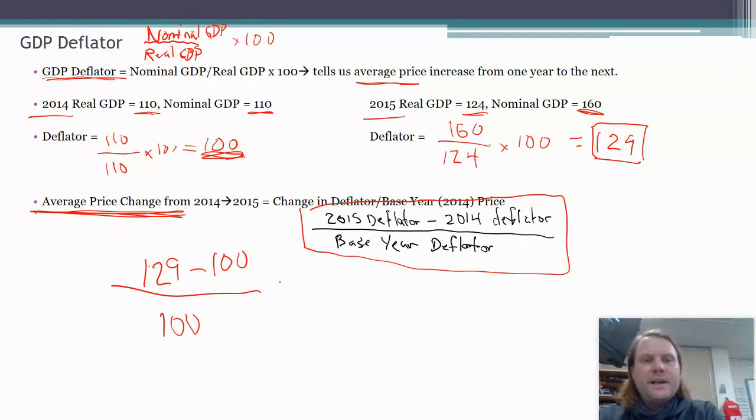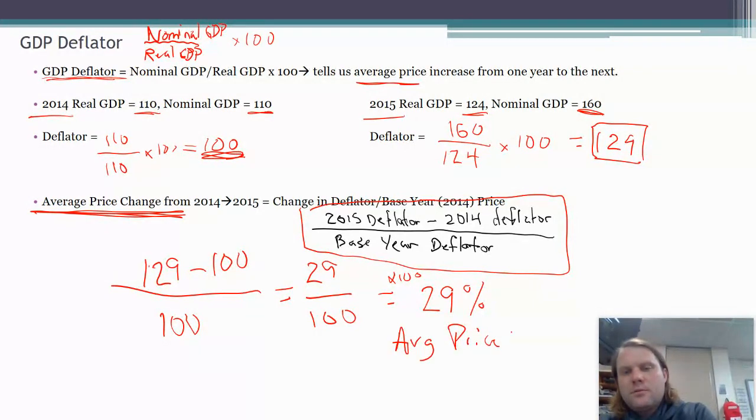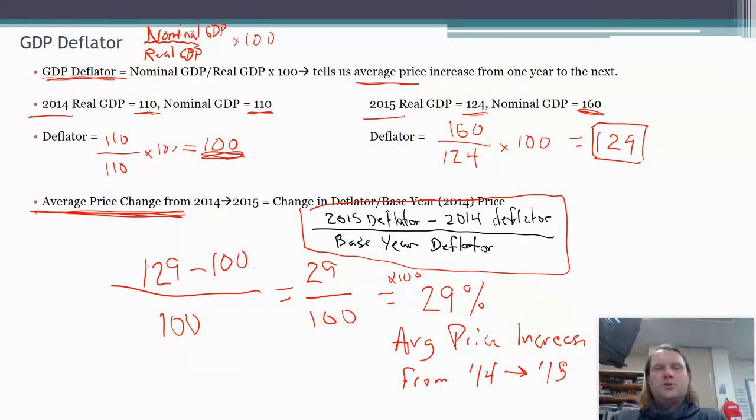So in this case, it makes our math real easy. We get 129 minus 100 is 29 divided by 100. That's going to equal 29% after we multiply that by 100. Pretty easy. We just got to remember what we're doing. And again, this is the average price increase from 2014 in this case to 2015. Made up years, right?